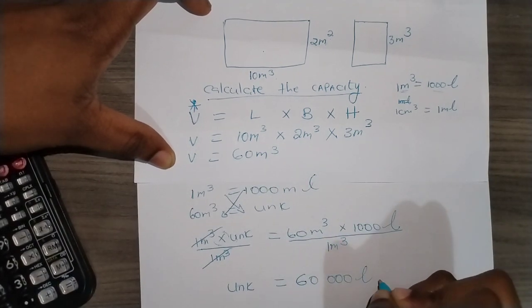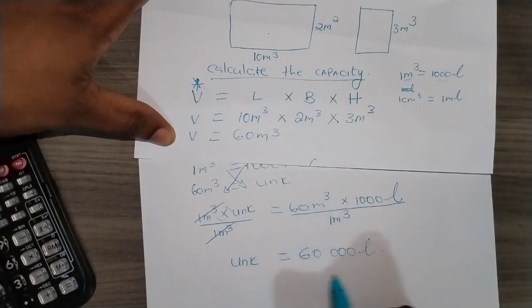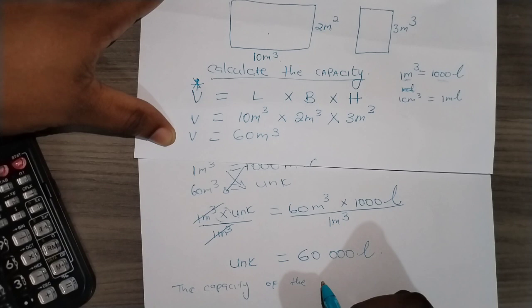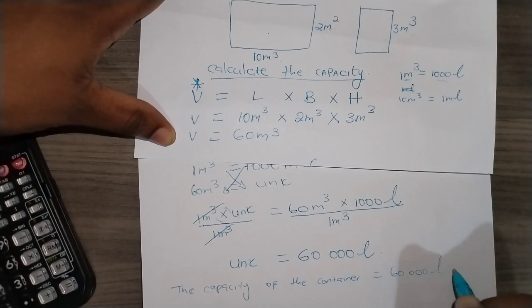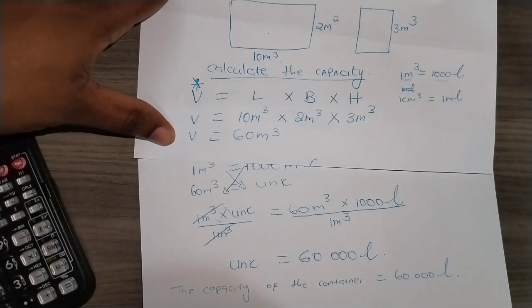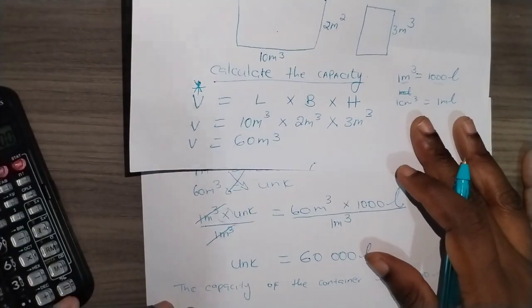That is 60,000 liters, right? And that is how you get the capacity. So the capacity of this container is equal to 60,000 liters. They might say write it in milliliters, which means you might have to convert it to milliliters. And that is how you get capacity.